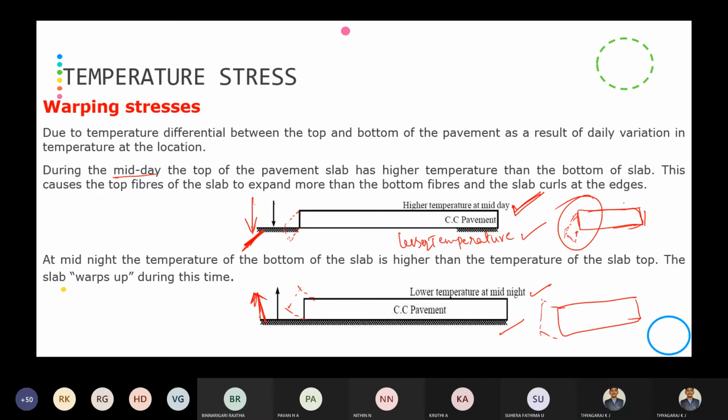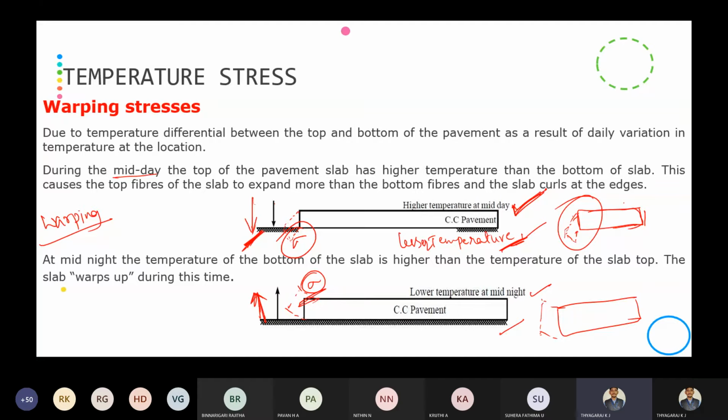So remember, when the higher temperature is at the top and lesser temperature is at the bottom, it will bend towards the lesser temperature. And during night time, the lower temperature will be at the top and higher temperature at the bottom. So here also the slab bends towards lower temperature. Okay, this is the bending of this slab due to thermal stresses. This bending we are going to call warping. During bending some stress will develop. That stress we are going to call warping stress.